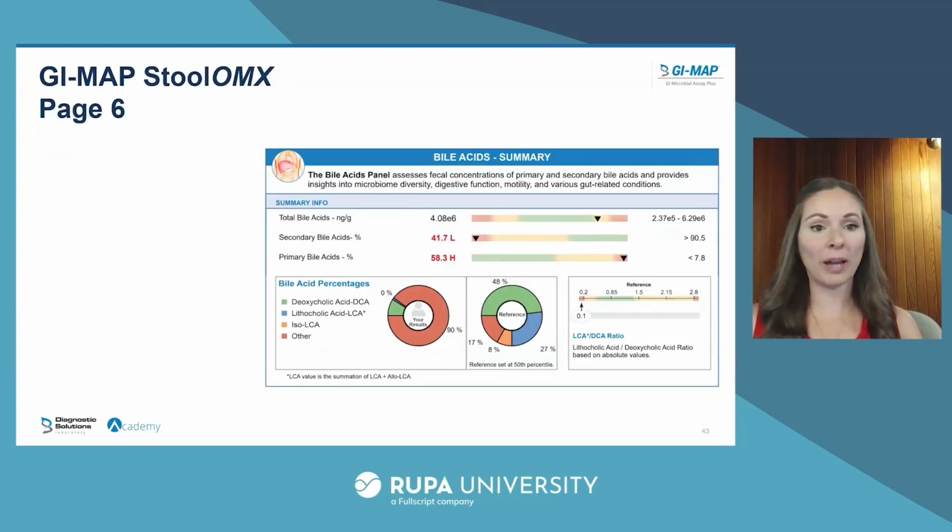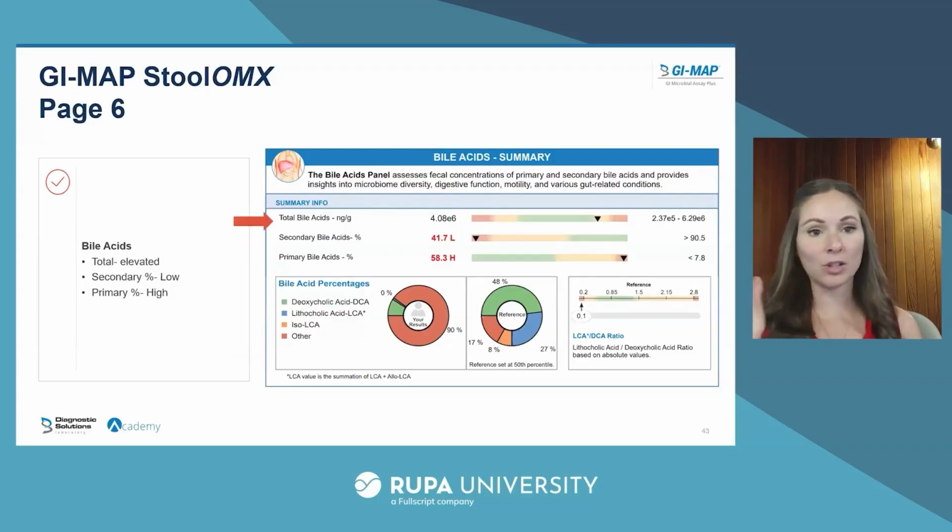Okay, let's look at the StoolOMX portion here. So this is the summary page, again, the top half. So we're going to start with the bile acids, which is the top half, and then we're going to move to the short chain fatty acids, which is the bottom half of that first summary page. So what are we looking at? Our total bile acids definitely trending towards being elevated, and production or synthesis of these bile acids in the liver not deficient. I'm thinking about overproduction, I'm thinking about conversion, and I'm thinking about reabsorption issues.